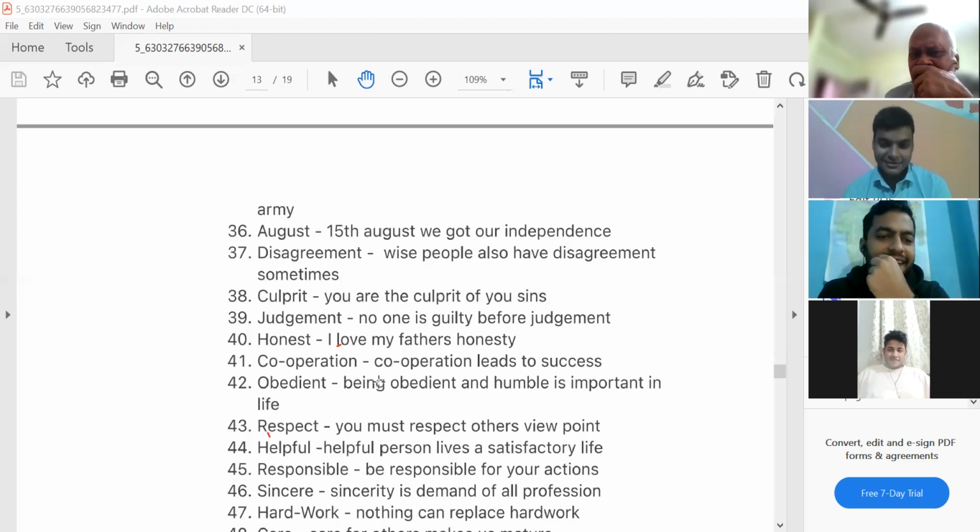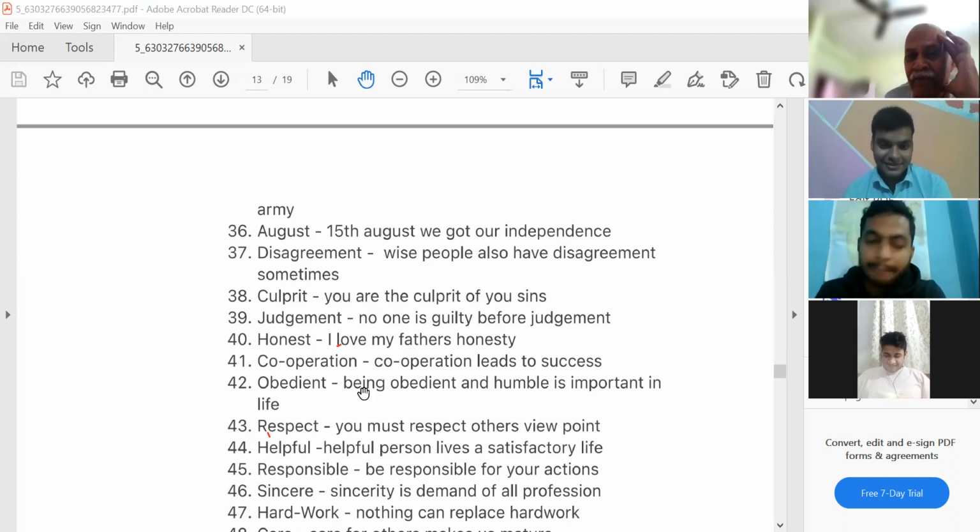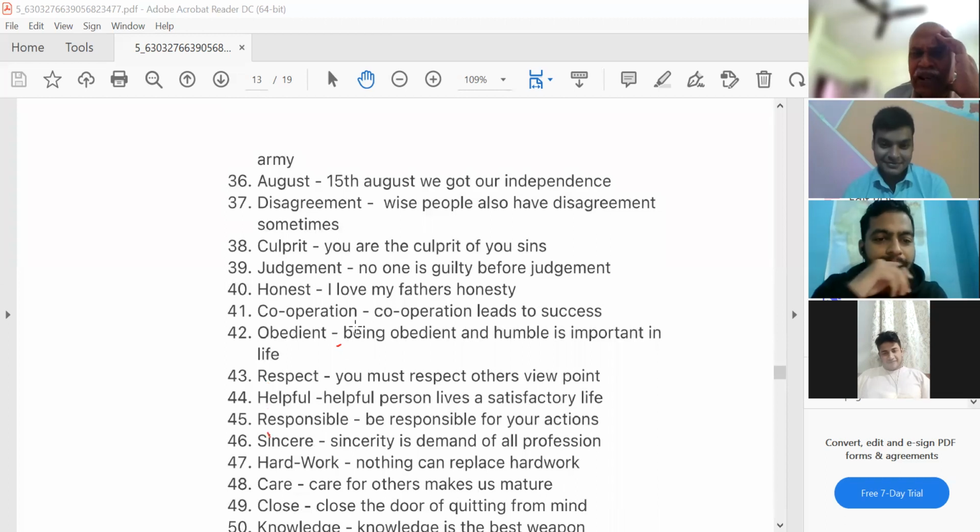I love my father's honesty. You certainly don't love your father. Even being your father's only son, you only show off to your father. Move ahead. Cooperation leads to success. Operation leads to success. Move ahead.